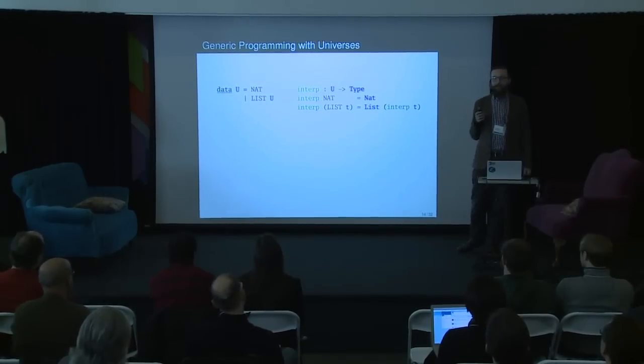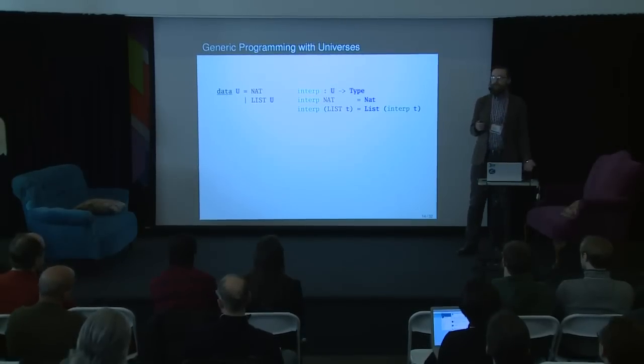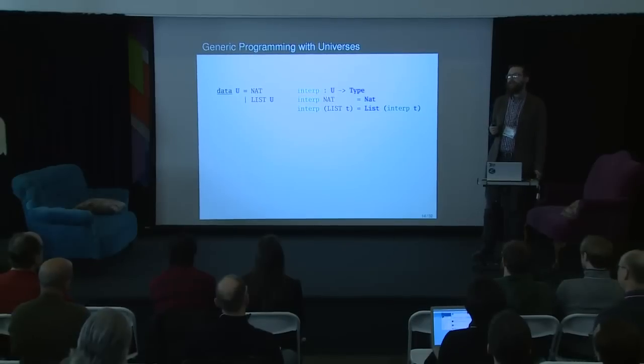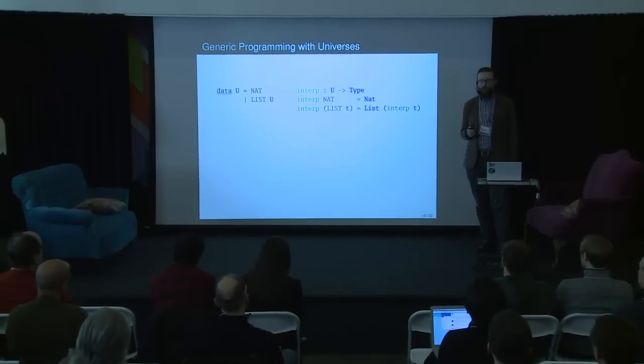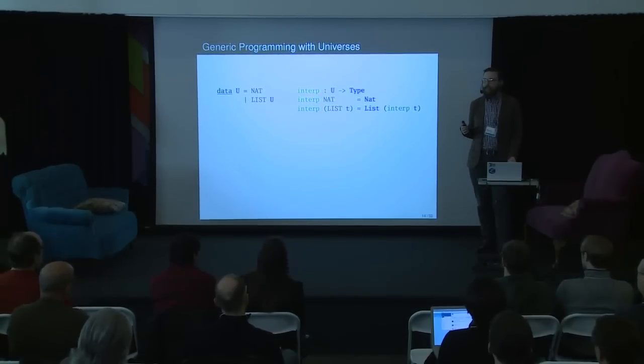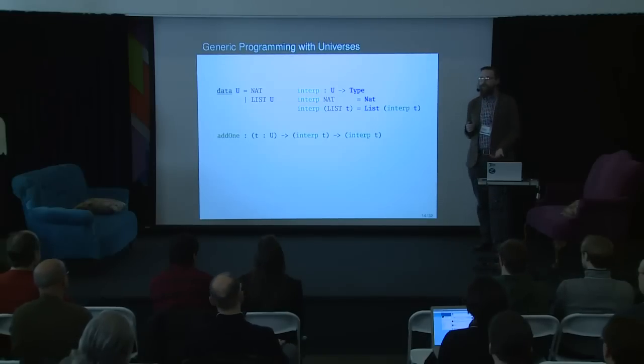Then we define a function which maps this to actual Idris types. So interp takes a U and gives back a type. Interp of the code nat gives me back the actual type nat. Interp of list of some code t gives me back the actual type list of the interpretation of t. If I want to define a function that works for anything in that universe, I can then have the first argument be a code, the second argument be an element of the interpretation, and in this case, we're going to return the same type. We could also return something else if we wanted.